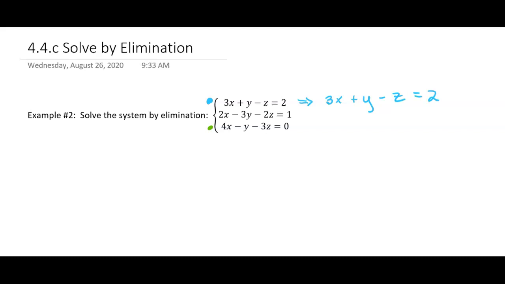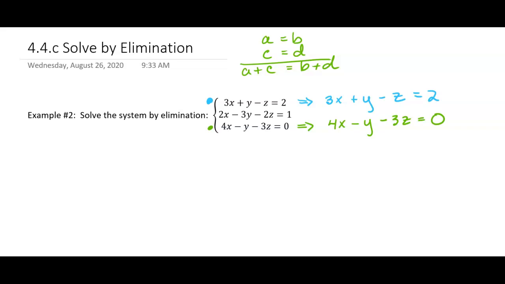There's a lot of copy work in these problems. You have to be careful. 4x minus y minus 3z equals 0. Now what we're trying to do, there's a principle that says that if you have A equaling B and C equaling D, then you can add A plus C and it's going to equal B plus D. I'm not going to go into the details of that, but that's true. So that's what we're doing here, we're going to add the equations.